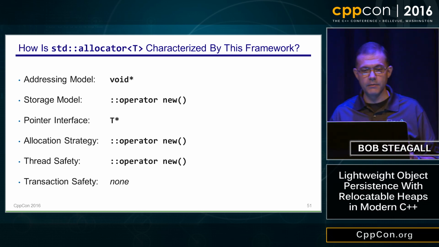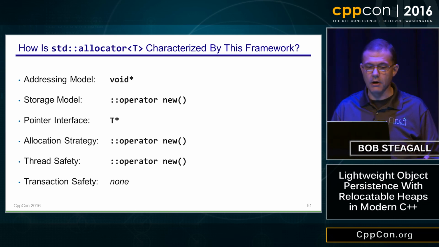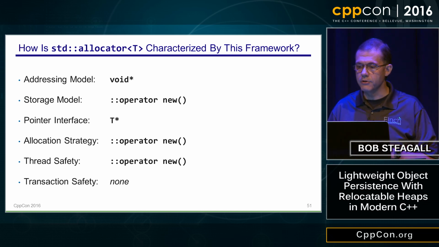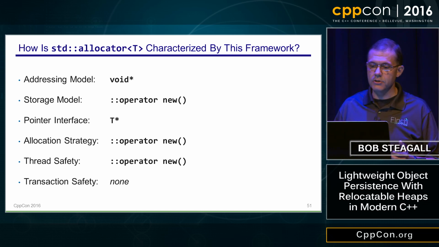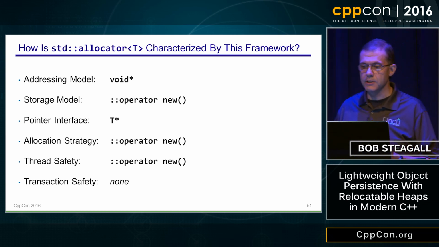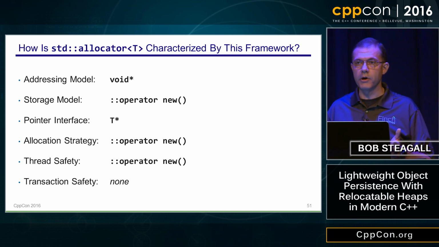It's pretty straightforward. The addressing model is void star. The storage model is implemented behind the scenes by global operator new using the operating system's memory management primitives. The pointer interface is T star, and the allocation strategy is also implemented behind the scenes by global operator new using whatever allocation algorithms the library writers have chosen.